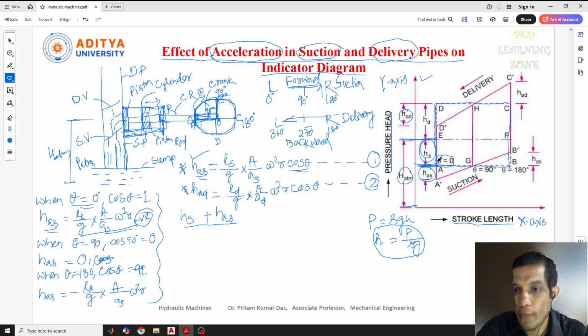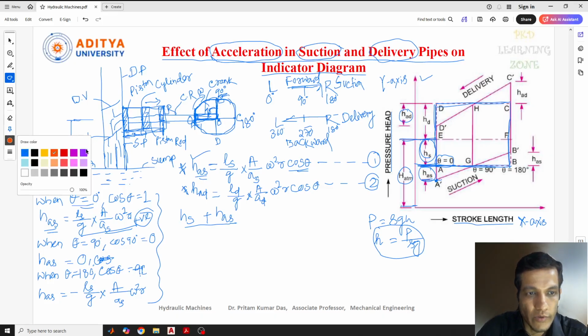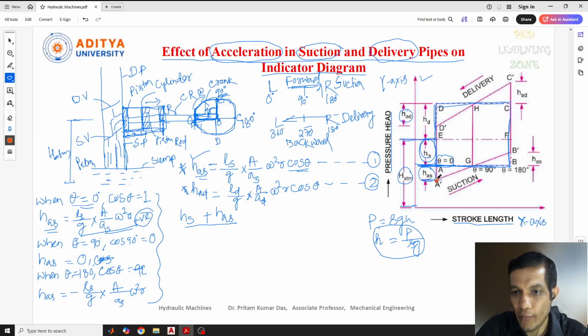Second point, initially in the ideal indicator diagram, we got this point here. But here the diagram will start at this point, A dash point. So ABCD is the diagram for the ideal indicator. Now the diagram we consider here, we need to start from the A dash point. So A to A dash is HAS, that means the pressure head due to the acceleration in the suction pipe. So we need to start from here, at theta equal to 0 degree.